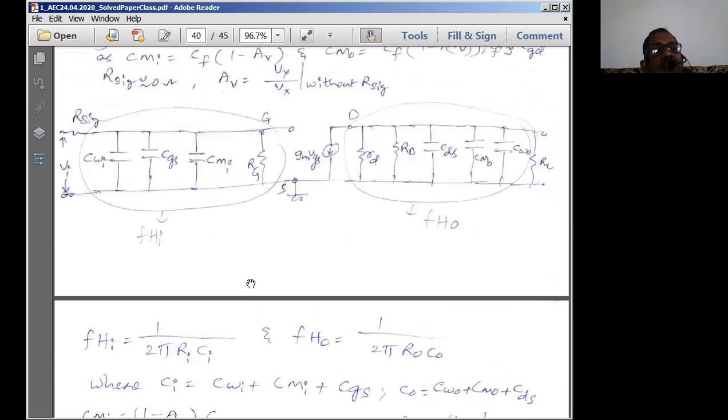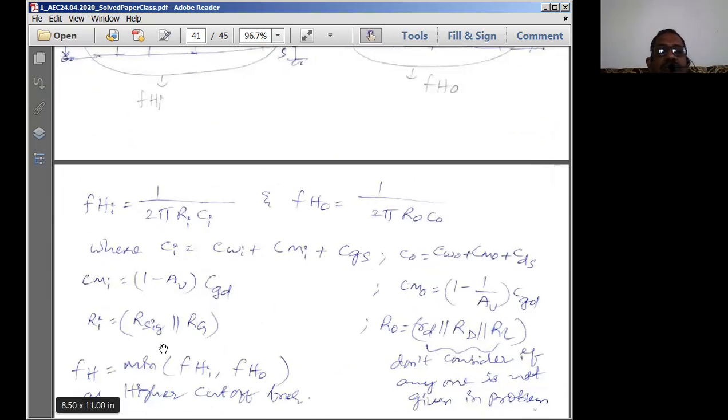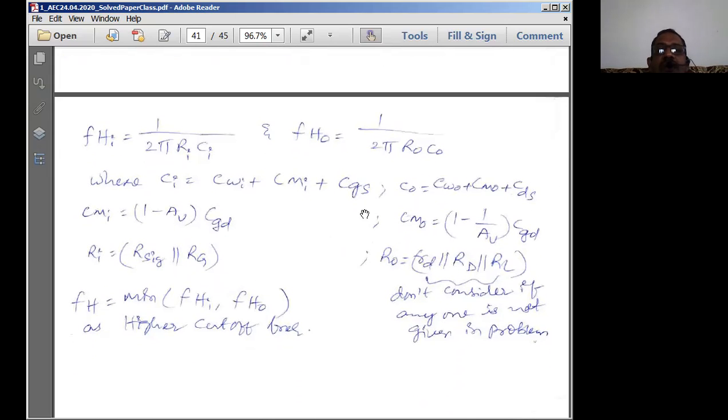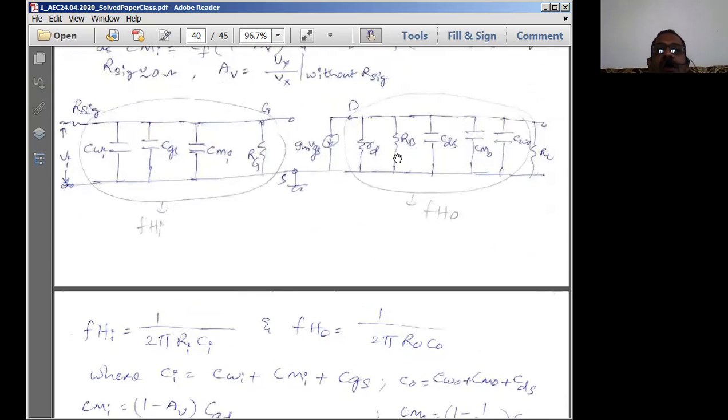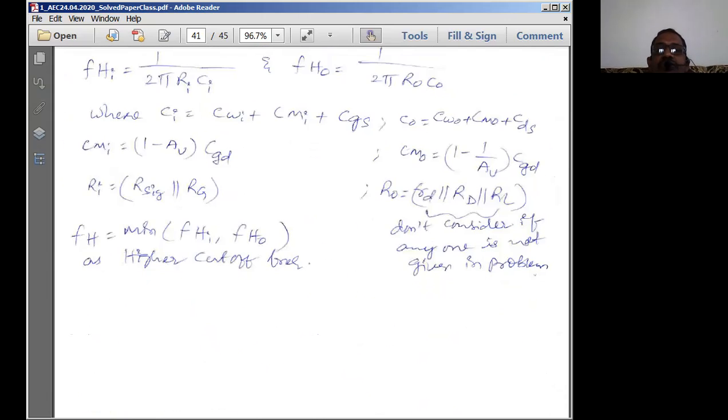Now what happens at high frequencies? At low frequencies, what happens? They are coming in series, but at high frequencies, the effect of the capacitors is predominant. So some current is going to flow through the capacitors. Thereby, these two are simply treated as parallel combinations. Therefore, Ri becomes equal to R signal in parallel with Rg here, and Ro becomes equal to the parallel combination of small rd, capital Rd, and RL. So these are the conditions which we normally have.